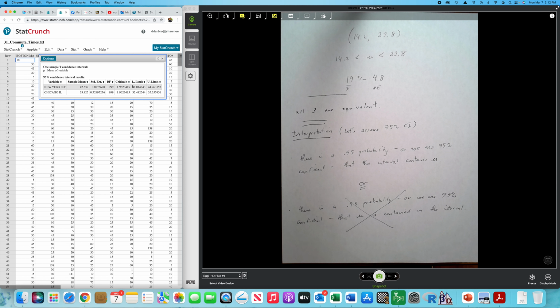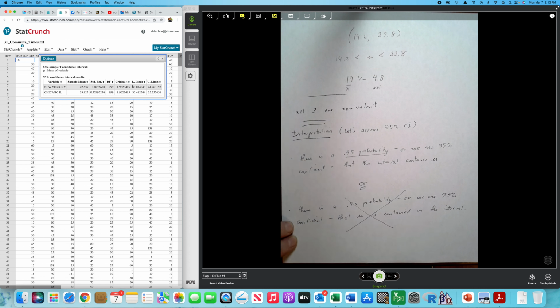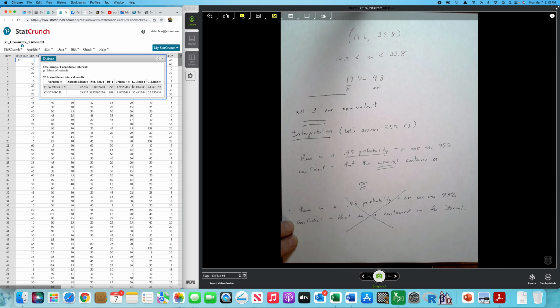Remember, our confidence level was used to create the interval. So our statement on our confidence level must be about the interval. We can't make a statement of probability on something we have no idea what it is. We don't know what mu is. So how can we determine the likelihood, the probability of getting something when we have no idea what it is?